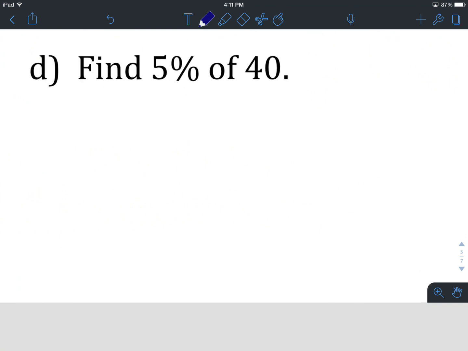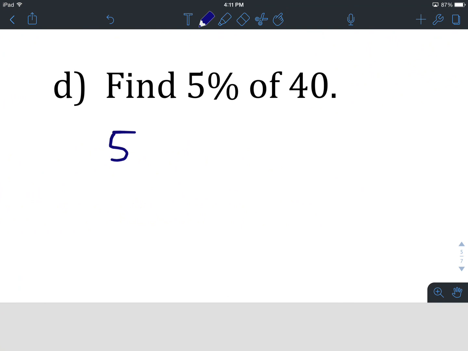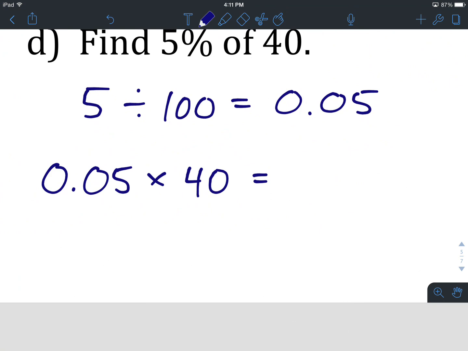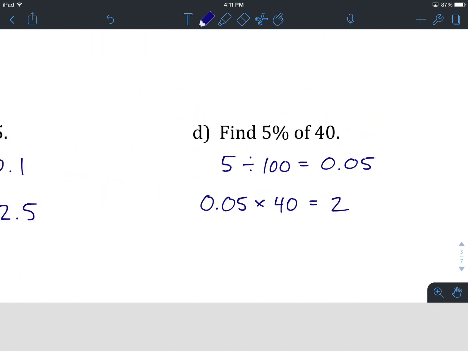Okay, you're back. Let's see how we did. 5% expressed as a decimal is 5 divided by 100, which gives us 0.05. Hopefully you all remembered to put in that 0 after the decimal place, that you didn't just leave it out by accident. Hopefully you caught that one. Step number 2 is to take that decimal, 0.05, multiply it by the number that we want to know 5% of. In this case it's 40, and we type that into our calculator. 0.05 times 40 gives us 2. So 2 is 5% of 40.